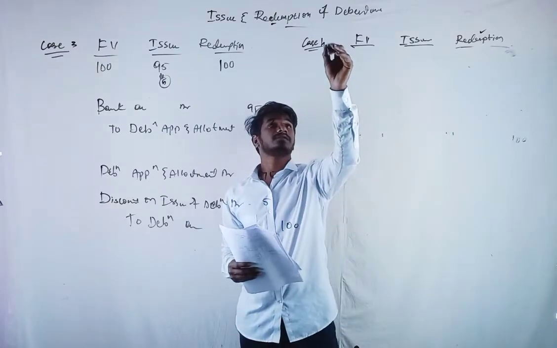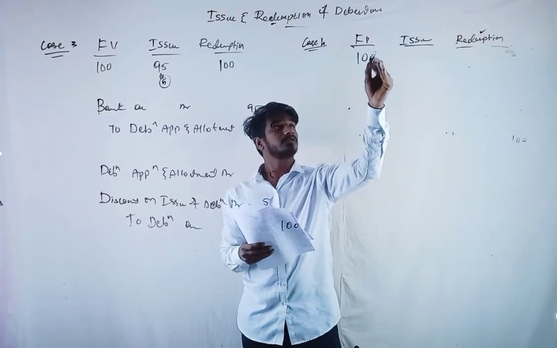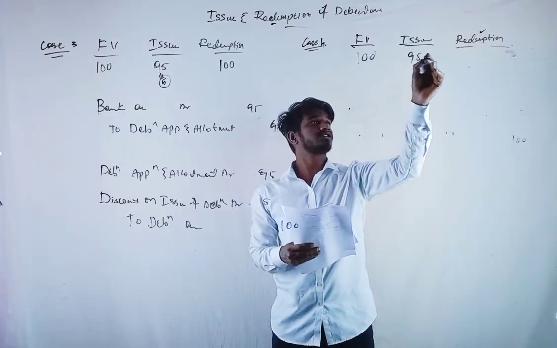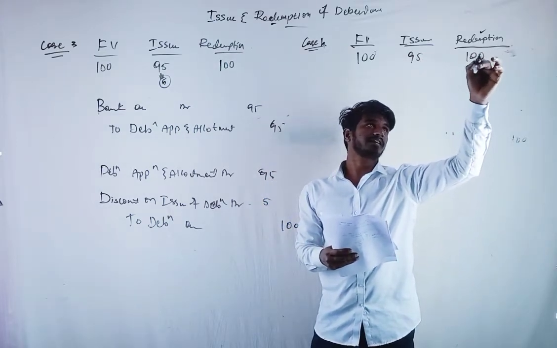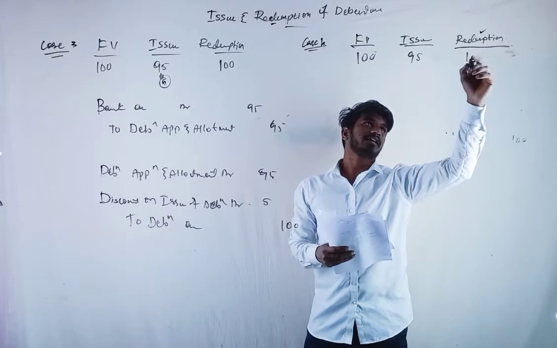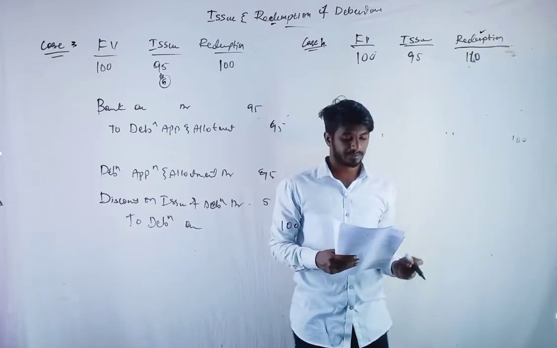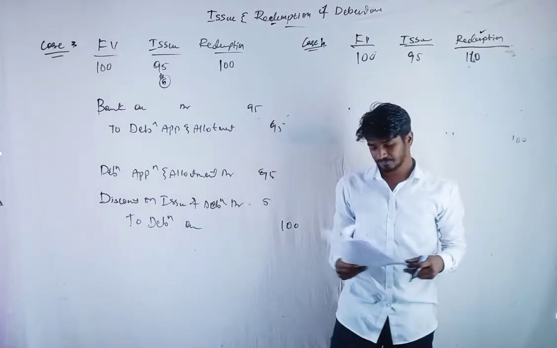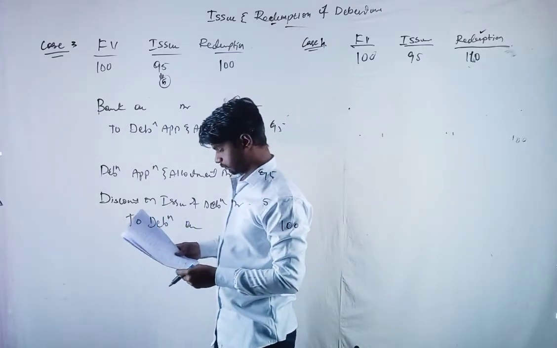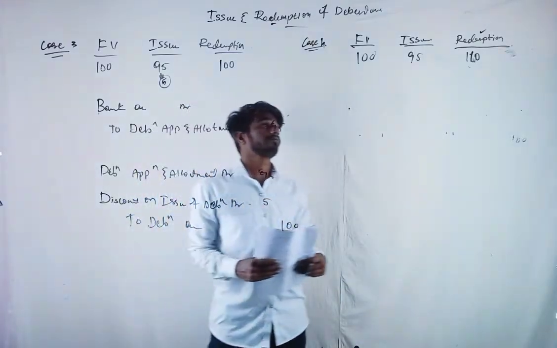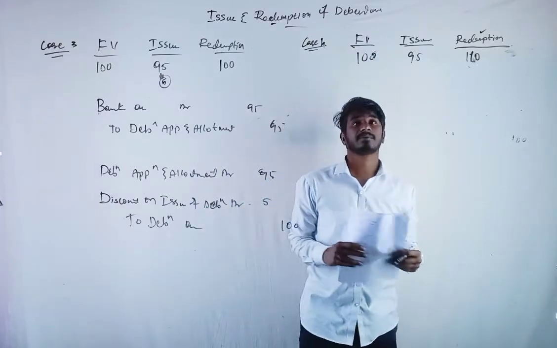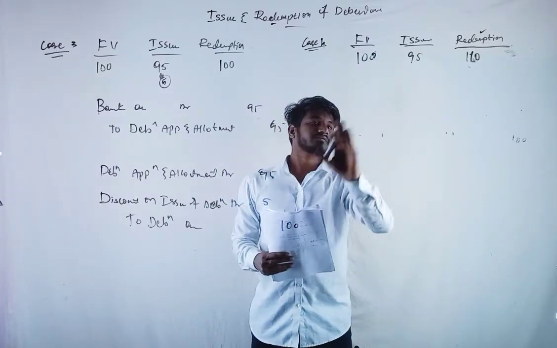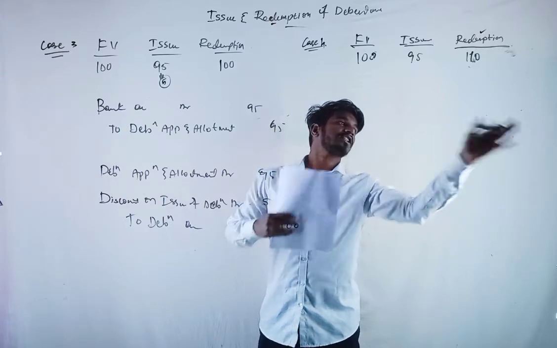Case number 4: face value always 100, issued at discount 5 rupees and redeeming at 110, redeeming at premium. So let us do the journal entry.